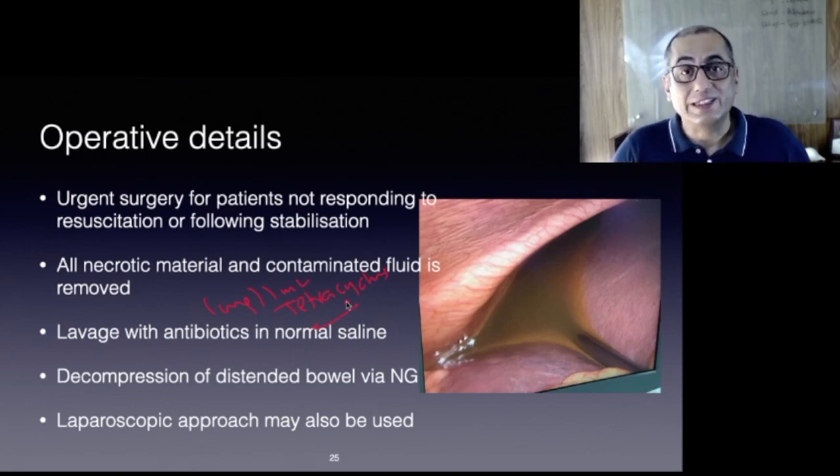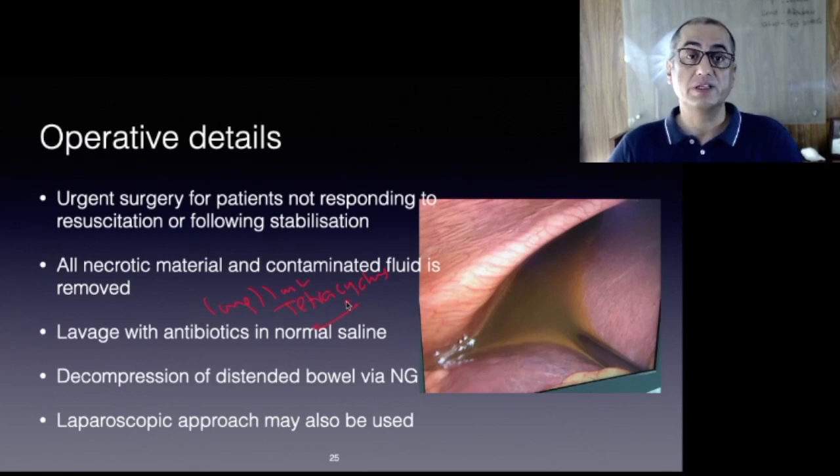Now we decompress the distended bowel via a nasogastric tube. A laparoscopic or a laparoscopic assisted mini laparotomy surgery is also being increasingly performed, with outcomes comparable to those of conventional laparotomy. Experience and advances in accessories have enabled endoscopic repair of a significant number of intestinal perforations, such as iatrogenic perforations. We did see one duodenal perforation there.